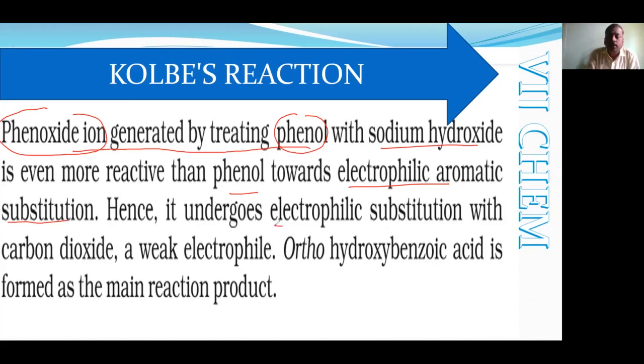Hence, it undergoes electrophilic substitution with CO2, which is also a weak electrophile, and orthohydroxy benzoic acid is formed as the main reaction product. Very simply, you understand it as of now: phenol plus NaOH gives you the phenoxide. Then you treat it with CO2, and you get orthohydroxy benzoic acid. So what is that orthohydroxy benzoic acid? Now let's see.